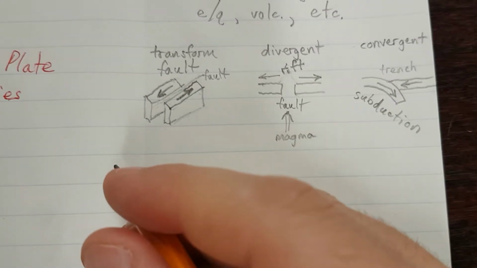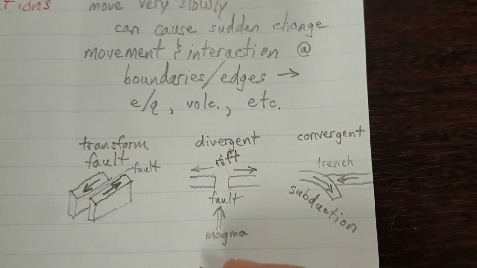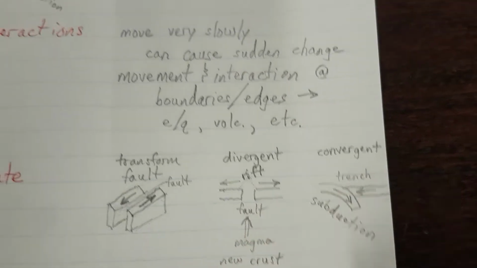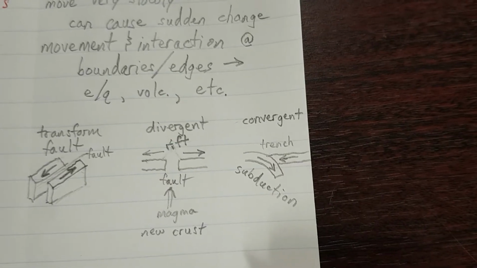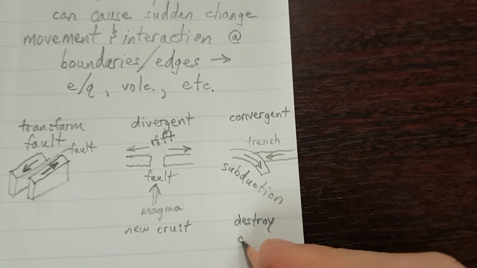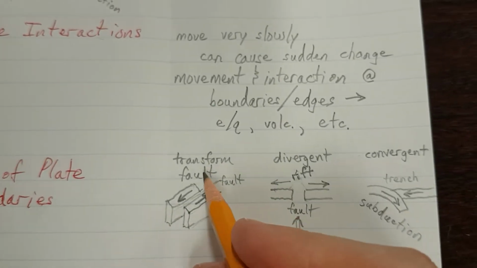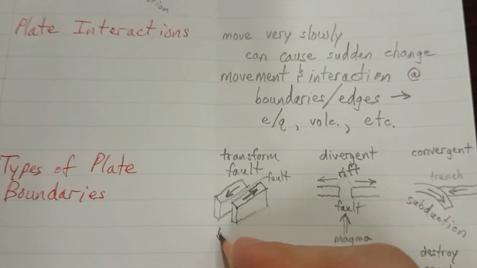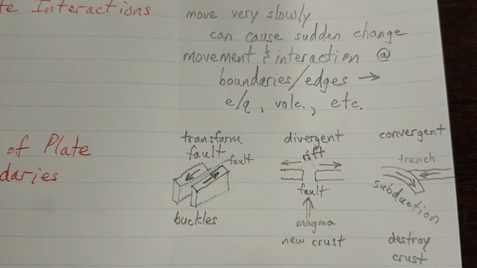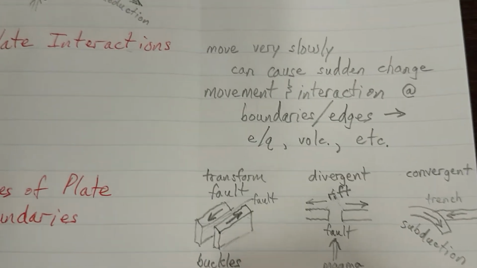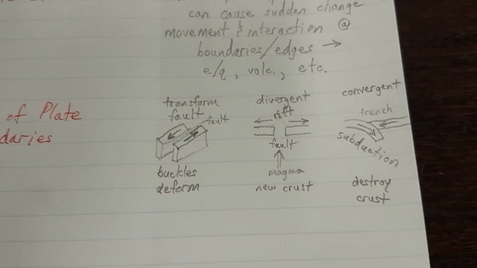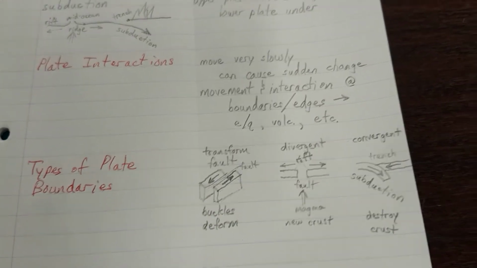Okay, so let's see. Under divergent, we get new crust, C-R-U-S-T. But convergent, we are actually destroying crust, D-E-S-T-R-O-Y, crust. And here at the transform, it just buckles, B-U-C-K-L-E-S, which means it's bending or changing or folding. Deform, D-E-F-O-R-M. Okay, so that kind of makes sense and connects to what we learned last lesson.